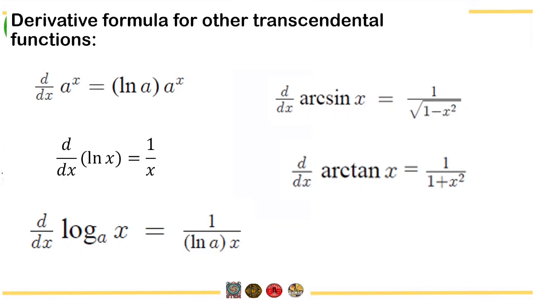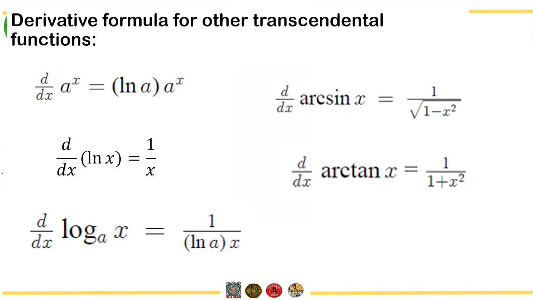So why don't we have examples for these functions? The examples for these functions are mostly under the chain rule. So that is our next rule, the rule for all rules, the chain rule. Okay. So we will have that in our next topic. So for now, we don't have examples for these other transcendental functions.